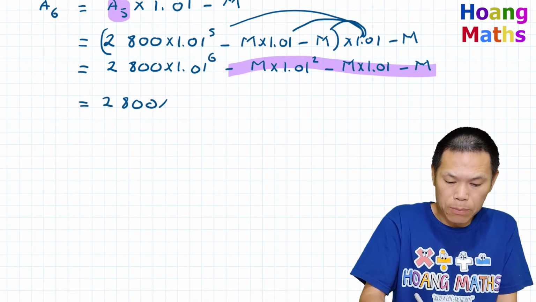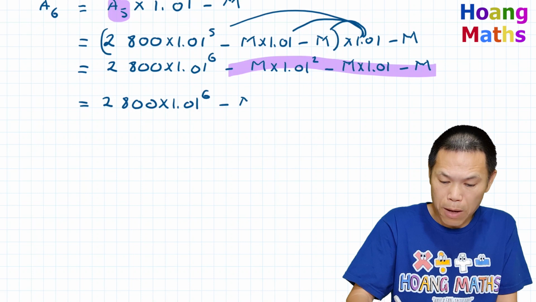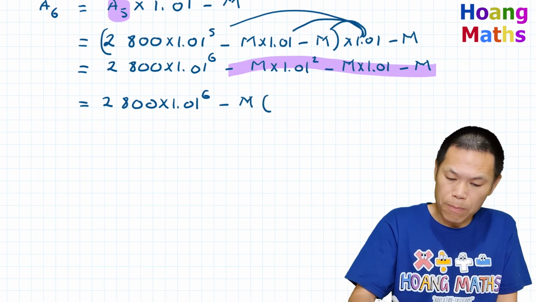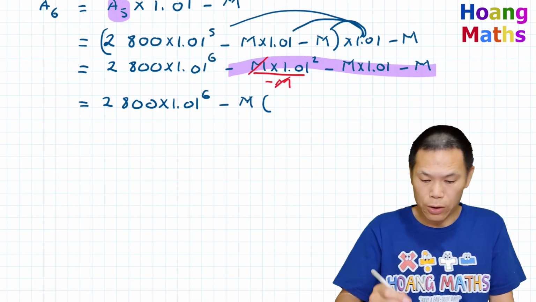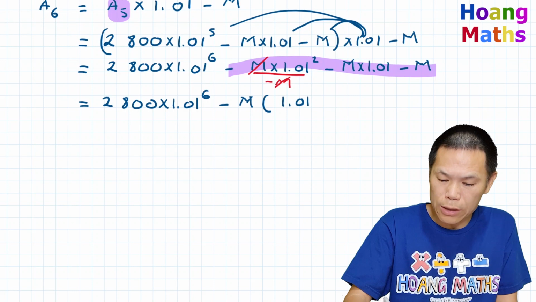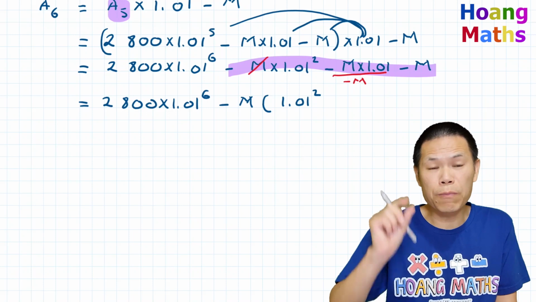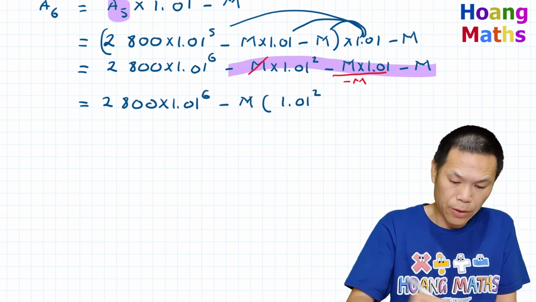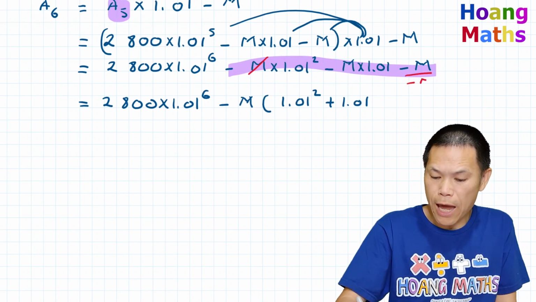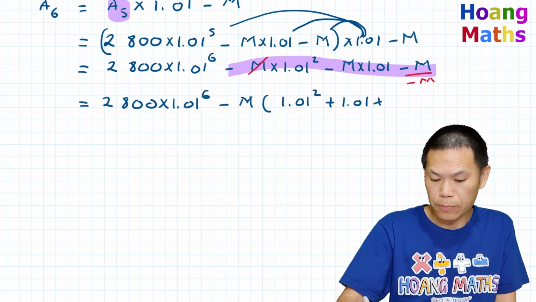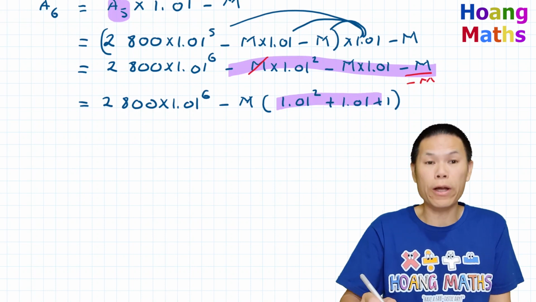So that will give me 2,800 times 1.01 power 6. We take negative M out, so minus M. We divide by negative M here, that cancels, that gives me positive 1.01 square. And if we divide this by negative M, it gives me plus 1.01. And then we divide this by negative M, so that gives me plus 1. So there you go. Let me write this series in ascending order first, okay?